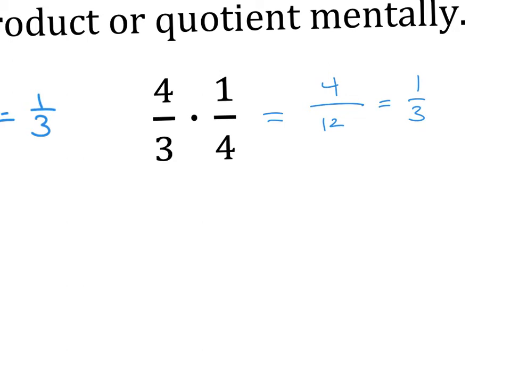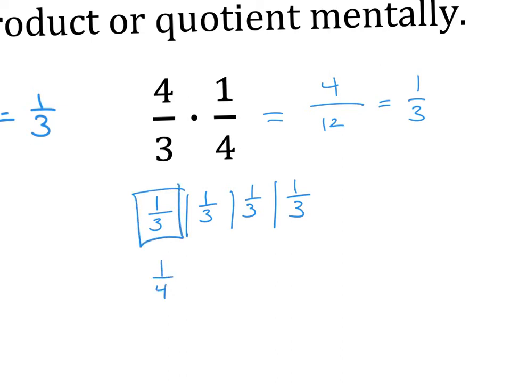Another way of looking at this is if we were to take 4/3 and split it up into 4 groups of 1/3, right? 1/3 plus 1/3 plus 1/3 plus 1/3 is equal to 4/3. Now, 1/4 of that is just going to be one section right here. So we're talking about 1/4 of 4/3, and that's going to be equal to 1/3. Go ahead, pause the video again, and try the next one.